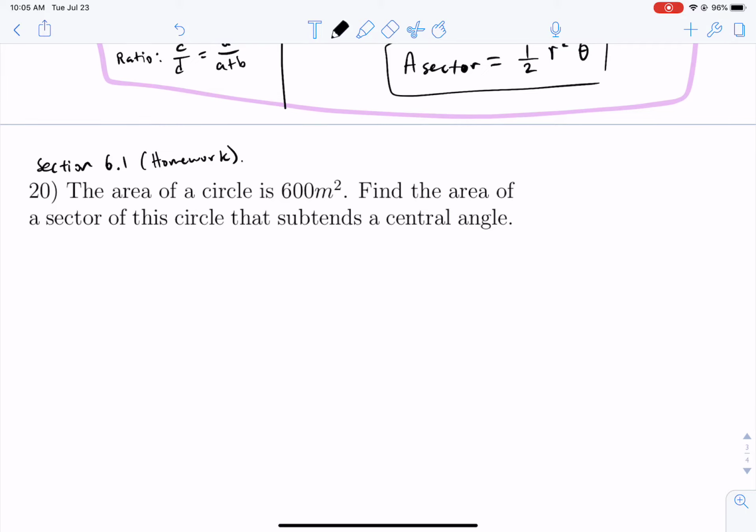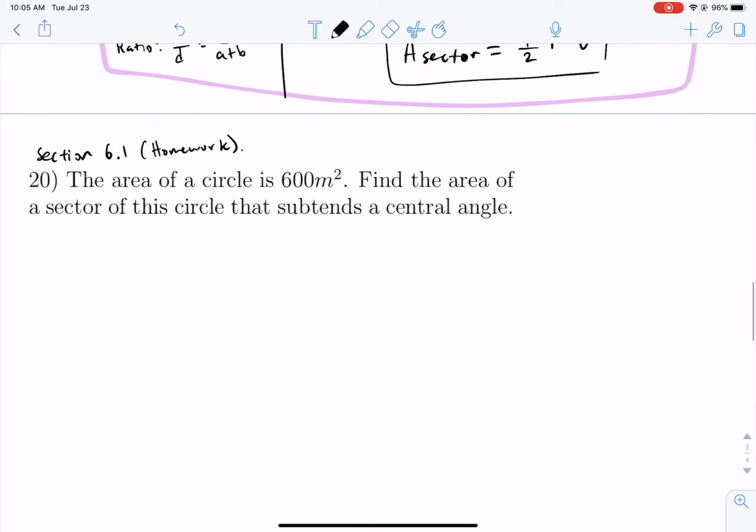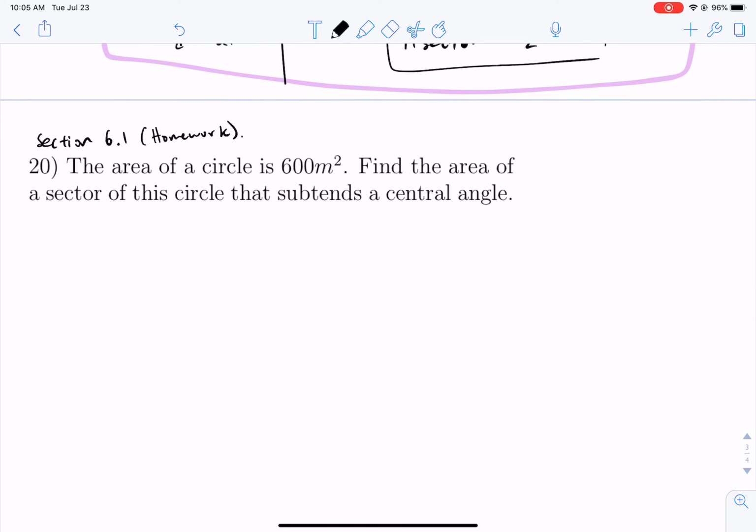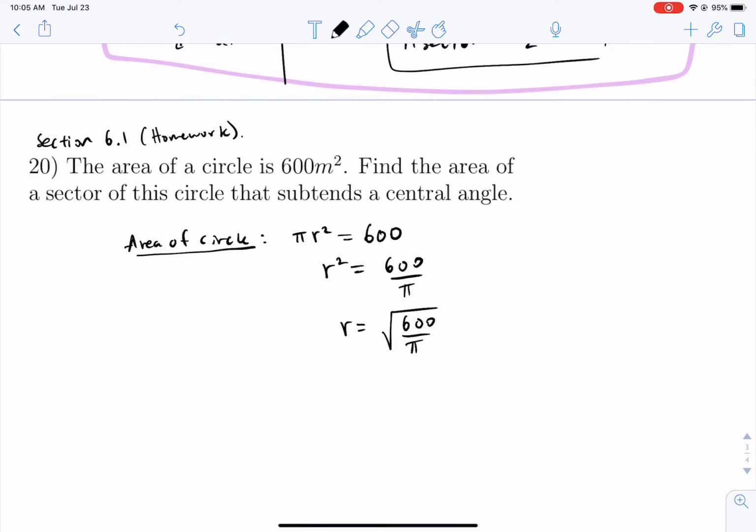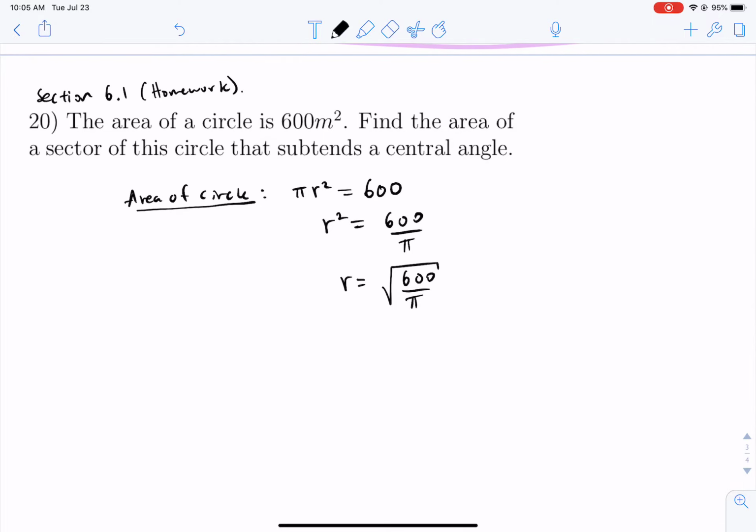So let's try to see if these make sense. The area of a circle: what is the formula for the area of a circle? Pi r squared, and they're telling you that this is equal to 600. So you divide by pi, and r squared will be 600 divided by pi. That means r will be, you have plus and minus, but the radius is always positive, so the square root of 600 over pi. So that is the radius.